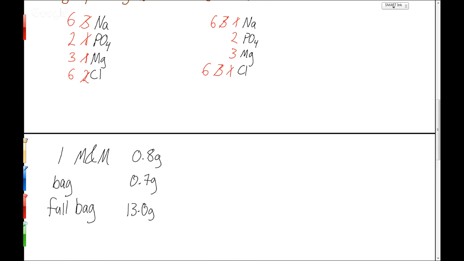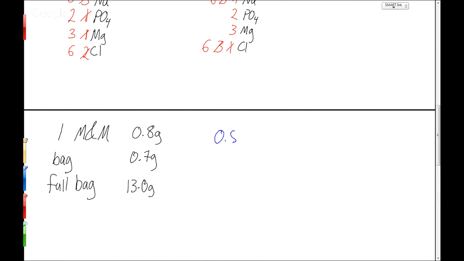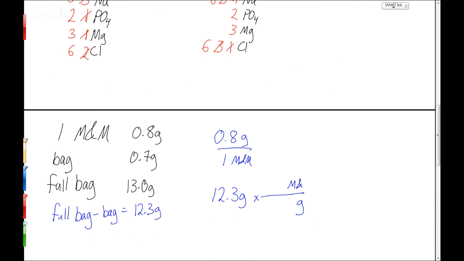Okay, so one way we might do this is like a conversion problem. This is kind of like some of those weird problems they had in chapter 2, but we could say that there are 0.8 grams per one M&M. So 0.8 grams per count, per M&M. Let's just do our subtraction here. Our full bag minus the bag is going to be 12.3 grams, right? So if we have 12.3 grams mass of the full bag, we can multiply that by a factor that cancels grams and instead gets us M&Ms, using that factor that there are 0.8 grams per M&M.